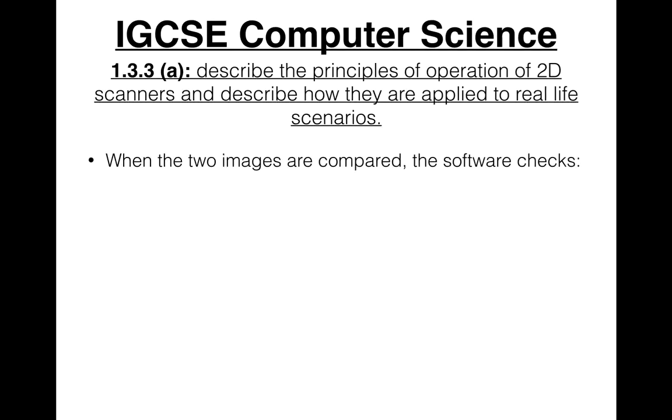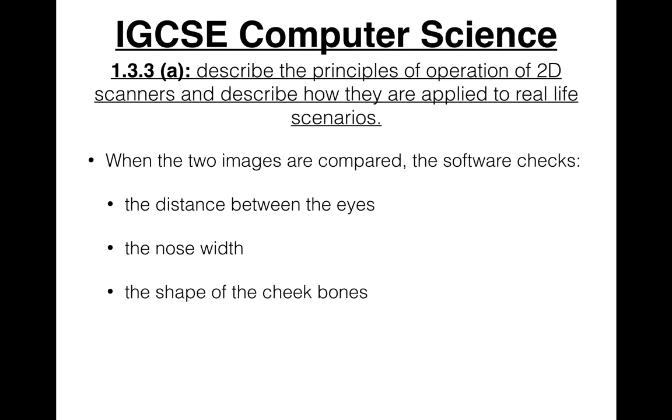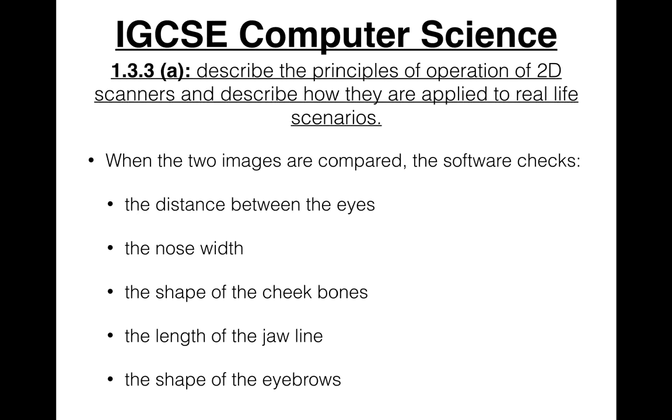So this is how it works. When the two images are compared, software will check the distance between the eyes in both images, the nose width, the shape of the cheekbones, the length of the jawline, and the shape of the eyebrows. So this is all for security in an airport, if they want to check that you are the same person from the passport that you're using, just to make sure that it is actually you and that you're not stealing somebody's passport. They will do that just for security.